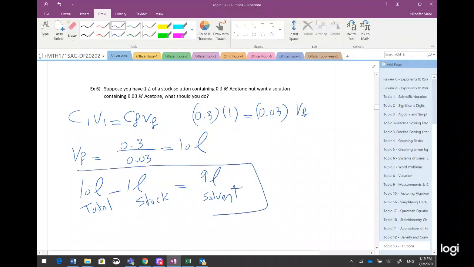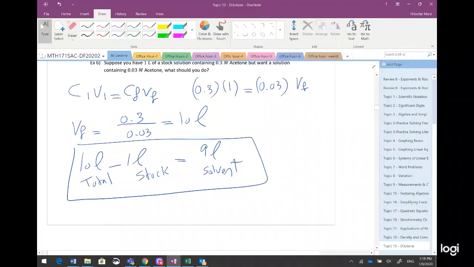And at the end I can explain: 9 liter solvent is added to 1 liter stock.